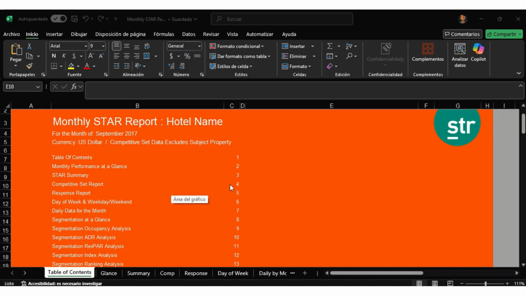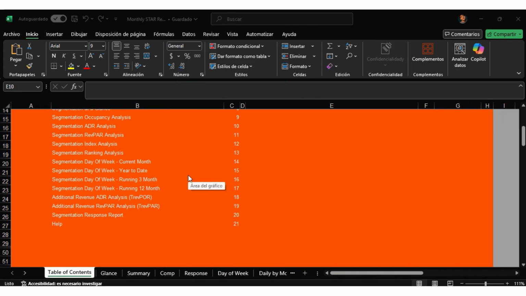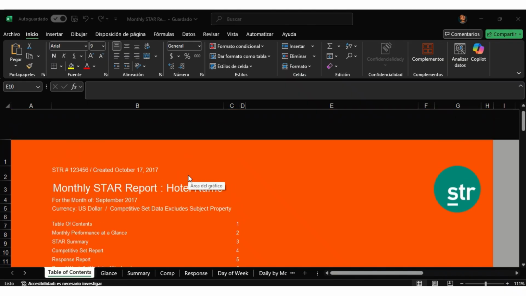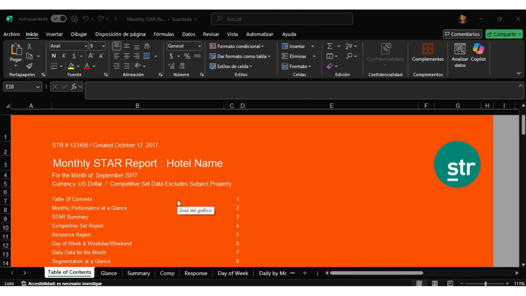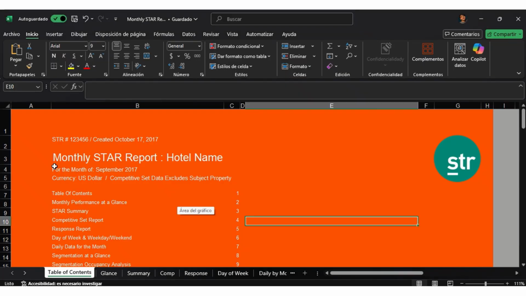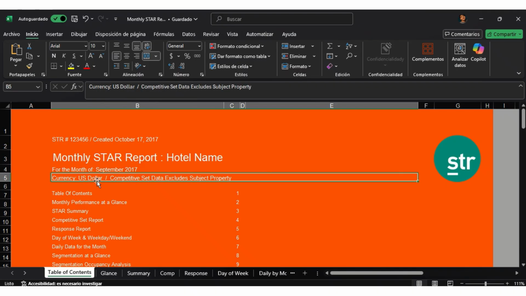This tab lists all the sections included in the store report. It serves as an index that helps users easily navigate between the different tabs, such as summary, daily data and segmentation reports. Also, we have important information of the report. For example, this one is for the September 2017 month. The data is in dollars, and the comparative set data excludes the subject property.